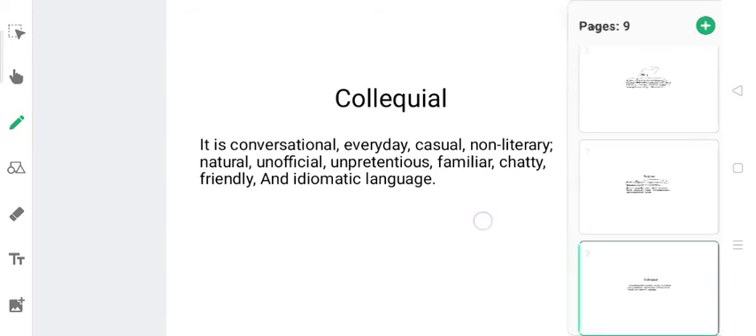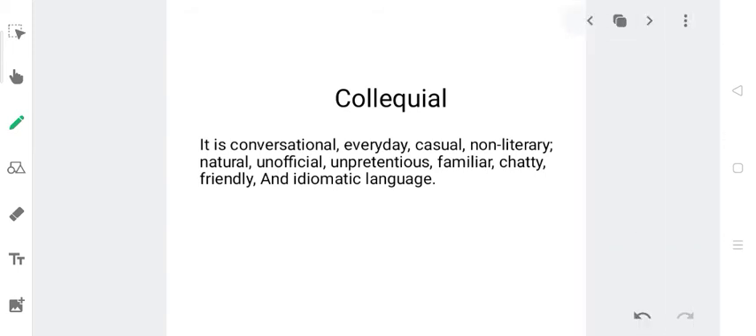The next is colloquial. Colloquial basically stands for conversational or everyday, casual, non-literary, natural, unofficial, unpretentious, familiar, chatty, friendly, and idiomatic language. The language is basically spoken in homes or in a particular community. So these are the terms associated with language that one should understand before getting to the next level, which is the origin and development of the language, especially the English language.